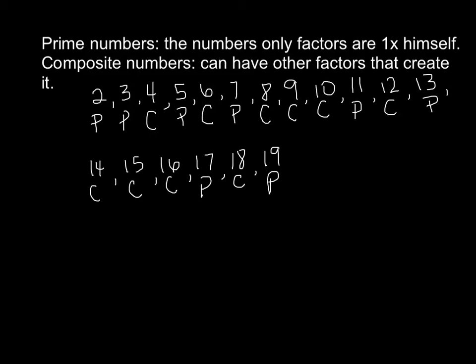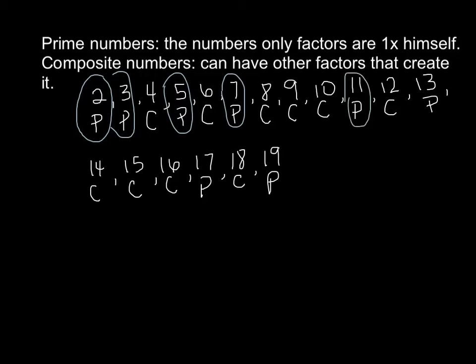And what I want you to do, you've copied that down with me, is go ahead and circle your primes. 2, 3, 5, 7, 11, 13, 17, 19. There's more. If you keep counting up, you're going to stumble across more primes, fewer and further between. But these are the prime numbers between 1 and 20.